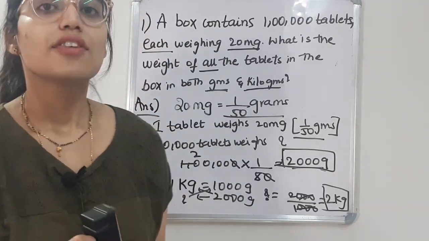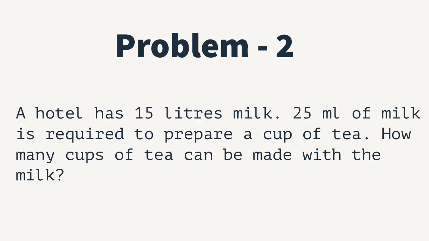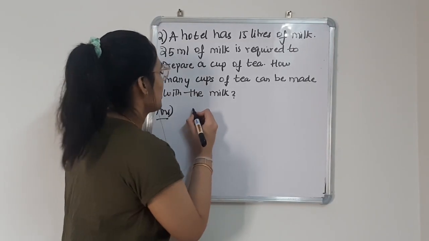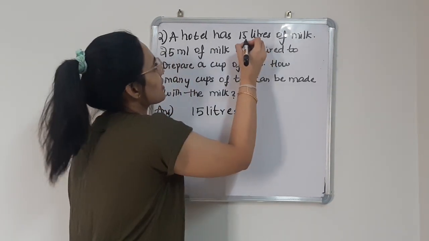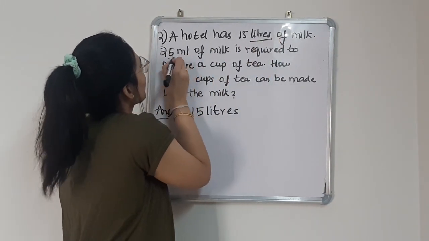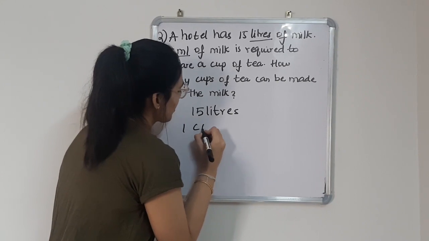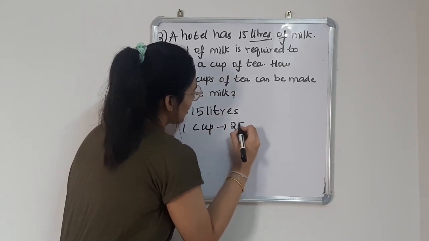Now let's see a few more problems. A hotel has 15 liters of milk. 25 ml of milk is required to prepare a single cup of tea. That is, a cup of tea is 1 cup. How many cups of tea can be made with the milk? Now, how much milk does that hotel have? 15 liters. Here you are seeing different quantities. First you see that, right? And 1 cup is 25 ml.